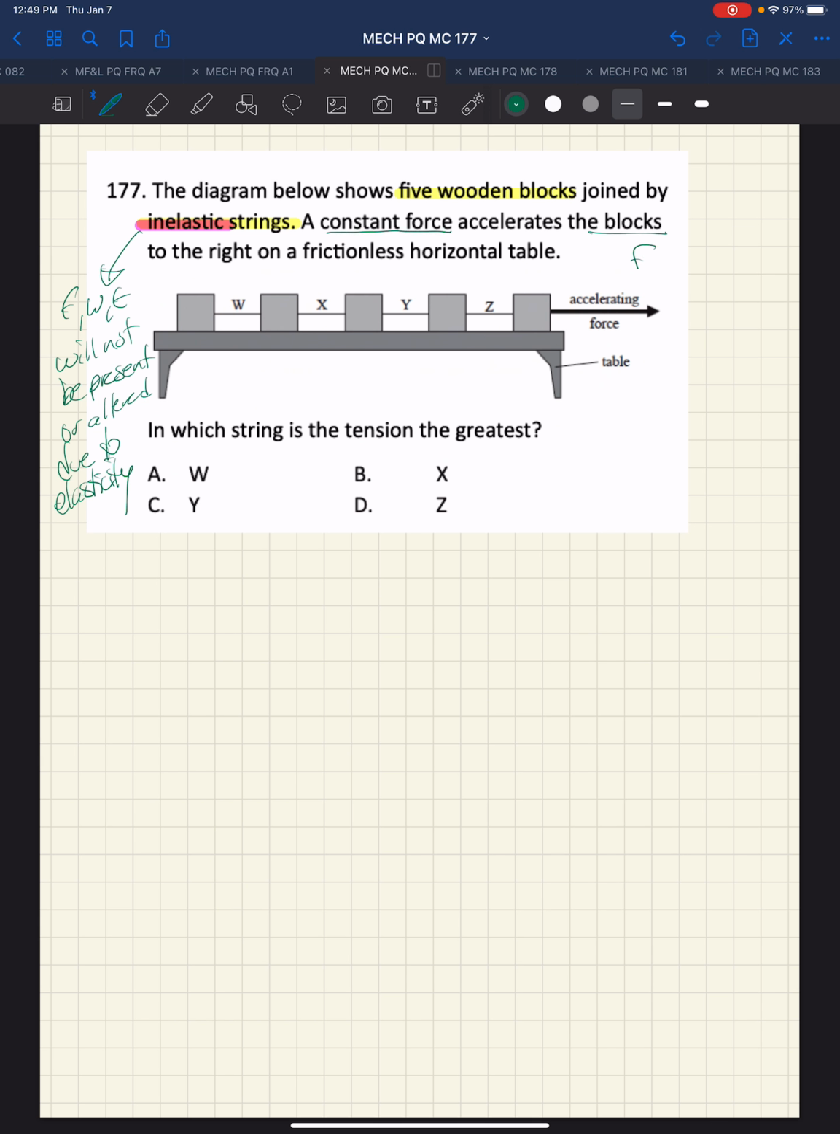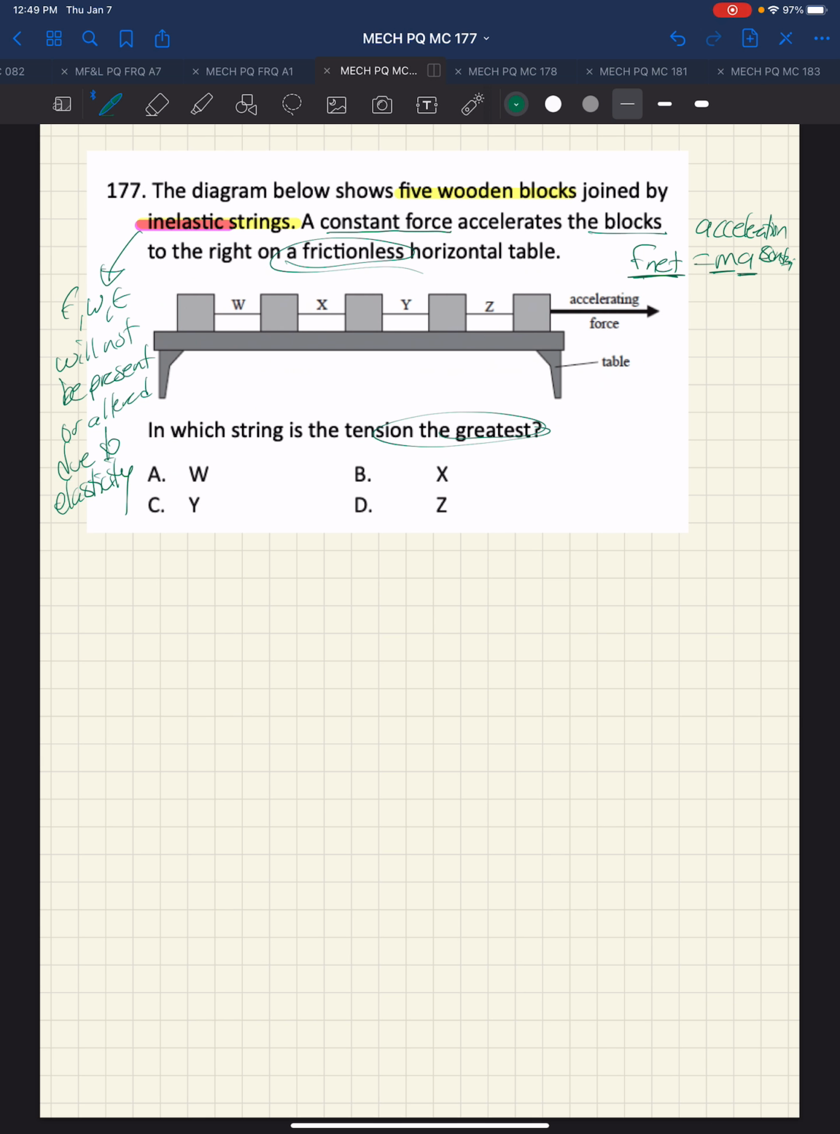We have a constant force that accelerates the blocks. Well, let's see. If it's accelerating, that's due to a net force. F net equals ma. And so if the net force is constant and we have the same blocks with the same mass, the acceleration must be constant. So the acceleration is constant as well. And the system is frictionless.